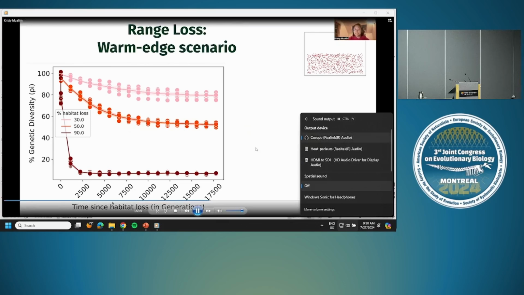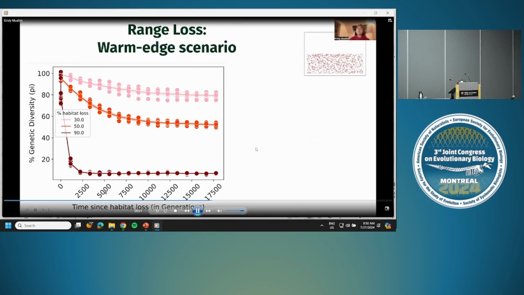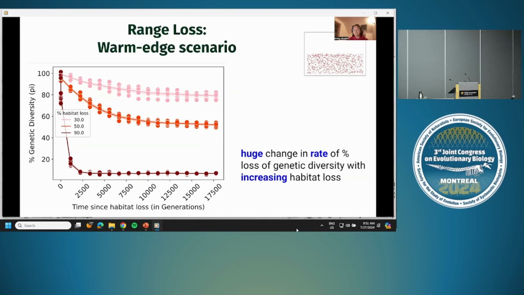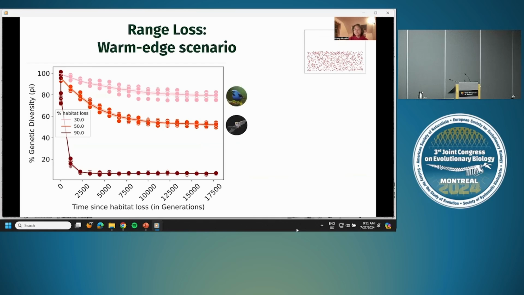Where now the x-axis is time in generations and the colors represent different percentages of habitat loss, we see that the rate of genetic diversity change is startling when comparing 30, 50, and 90% habitat loss scenarios. One way this tracking could be useful is if we have a sense of the percent of range loss for individual species and a rough sense of how much time has passed since habitat destruction. We could then attempt to get an estimate of genetic diversity still remaining within populations, which could help inform targeted conservation strategies.